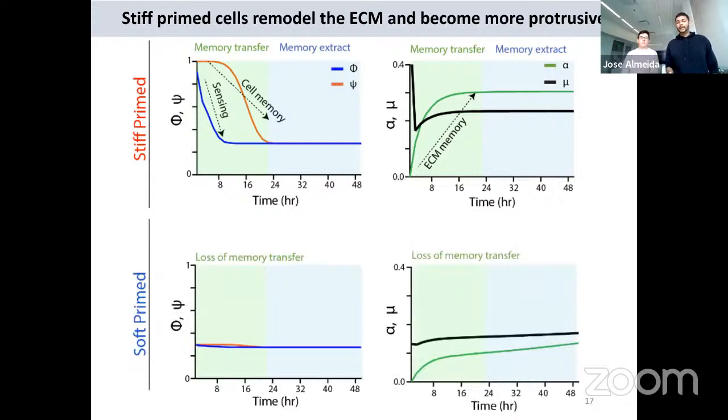Compared to the soft prime case, both of these signals are low to begin with. So when they come into the new environment, there is no rise in tension as happened in the stiff prime case. And your mu, which is your net migration potential, stays low.